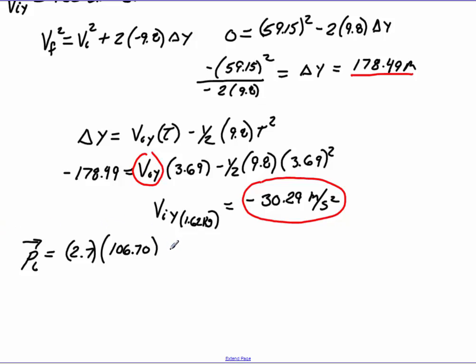Okay. That's going to be our initial. I'll run that number and see what that value is going to be. So 2.7 times 106.7 gives me 288.9, and that's going to be in kilograms meters per second. Now note that that is only in the x direction, so I'll just make it an i hat. It's only an i hat direction.